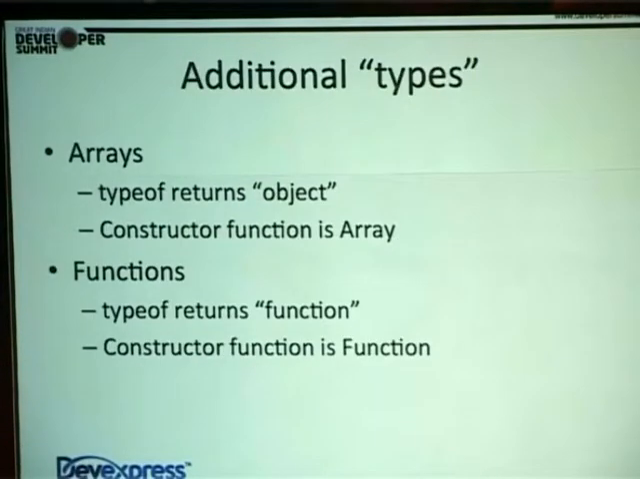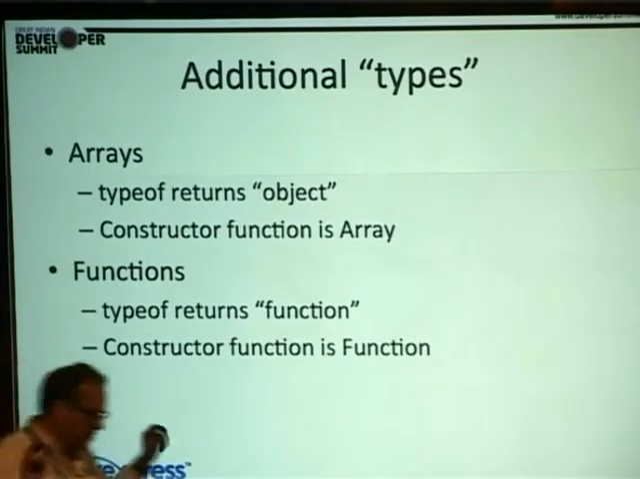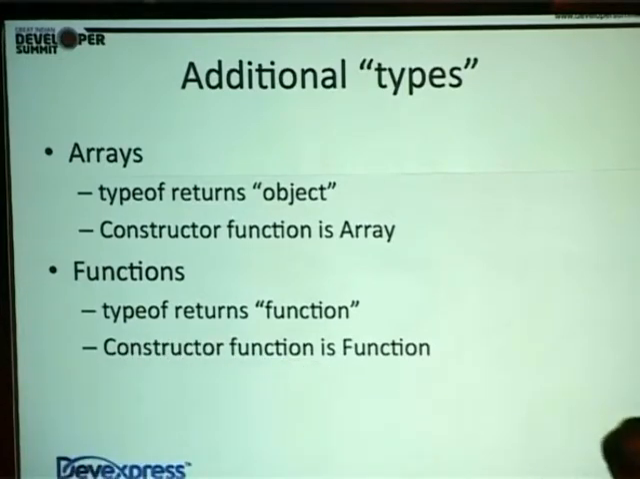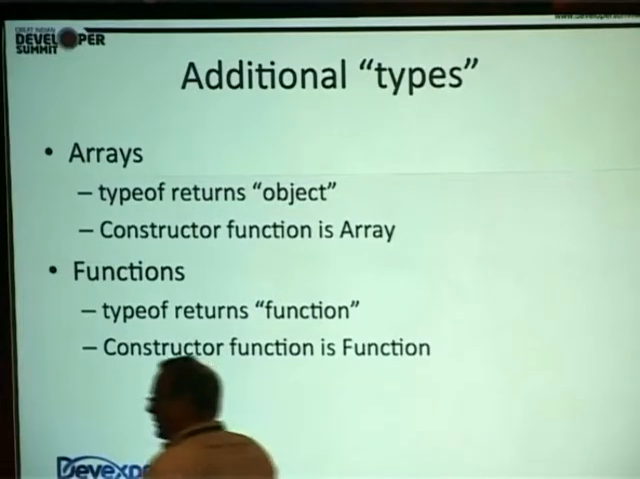Additional types. There are two kinds of additional types. There's arrays. We'll talk about them in a minute. Type of an array returns object. Arrays are objects. The constructor function is called Array. And there are functions. And the type of on a function returns function. And the constructor function is Function.